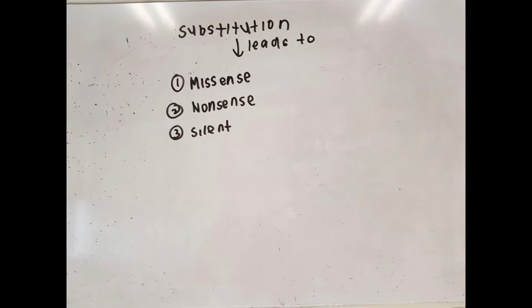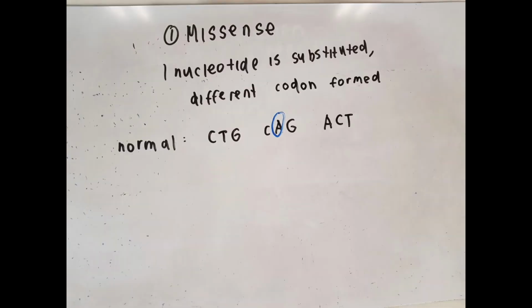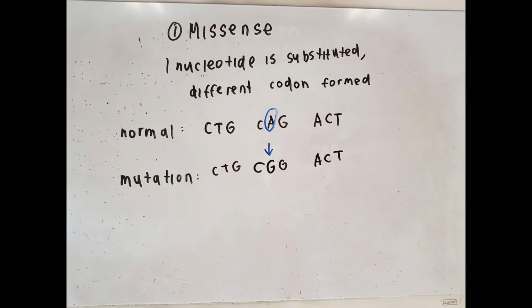Substitution mutation leads to 3 kinds of mutation: missense, nonsense, and silent mutation. Missense mutation occurs when one nucleotide is substituted and a different codon is formed. This results in the new codon producing a different amino acid to be incorporated into the protein chain. A missense mutation is considered conservative if the amino acid formed via the mutation has similar properties to the one that was supposed to be formed instead.